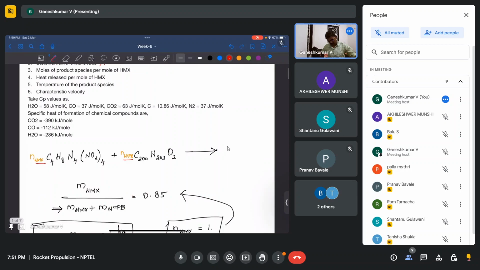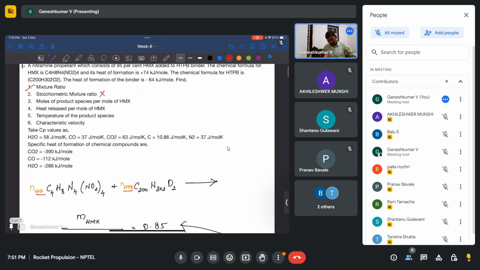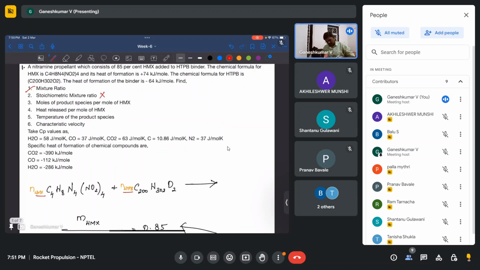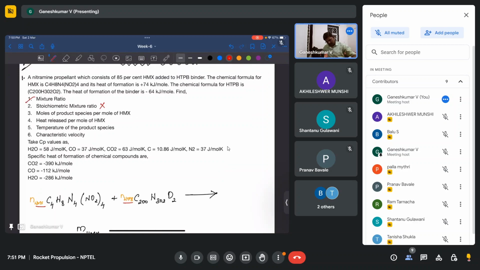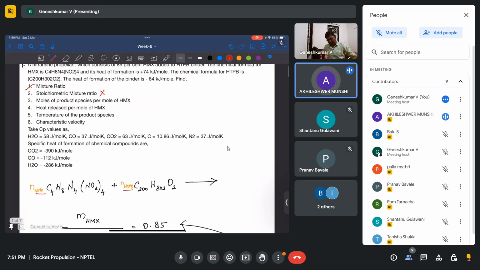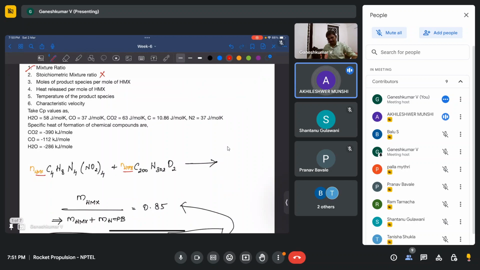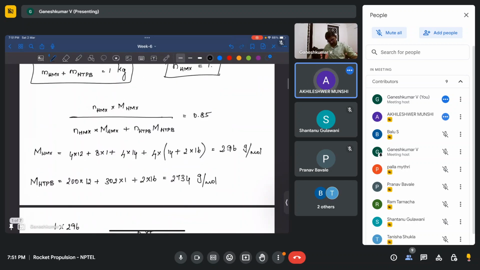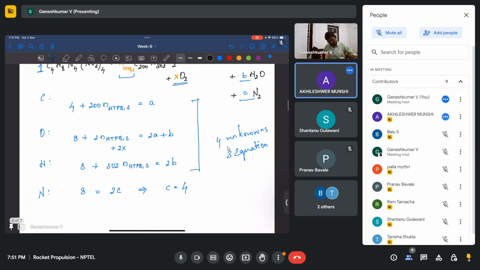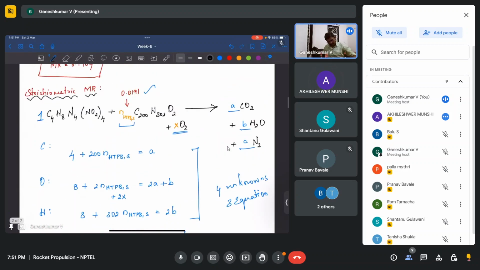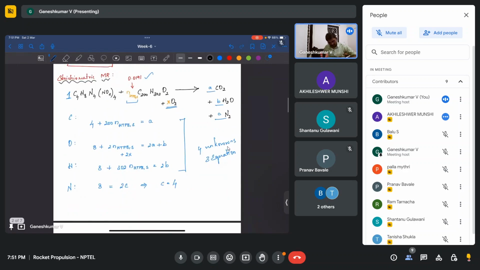Anyway, at this point we can just ignore this question. The stoichiometric mixture ratio: we can remove the X and take HTPB as 0.0191 and try it once. If you want to try it, let's see what would happen.